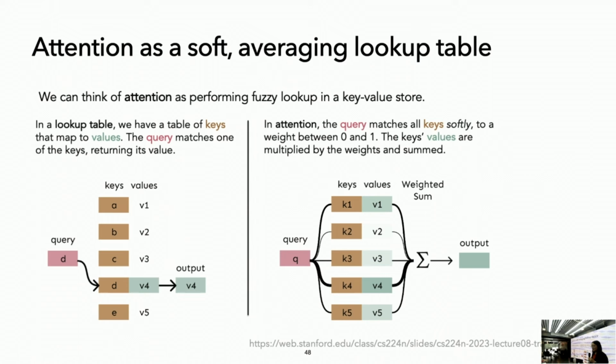In attention, instead of getting a specific row from this lookup table, we are going to use the query to match all the keys in a soft fashion. That is, we are going to assign a weight between 0 and 1 for each row. And then in the end, the weighted sum is going to be what we have as values. So this is a very high-level comparison of thinking about attention as an averaging lookup table.